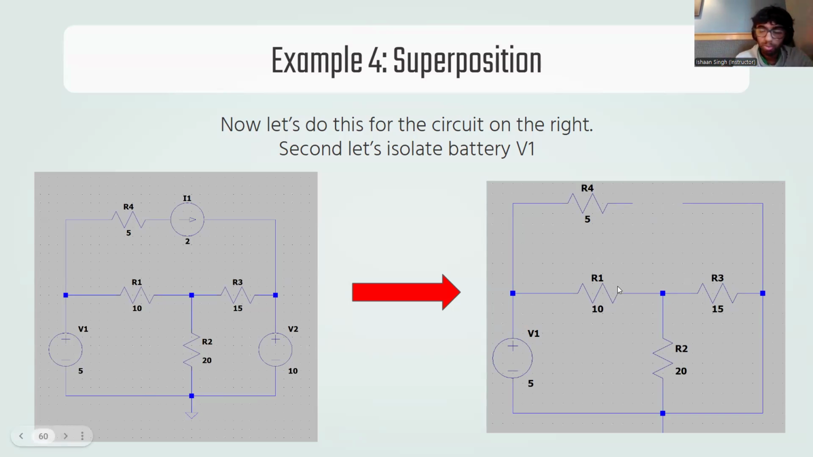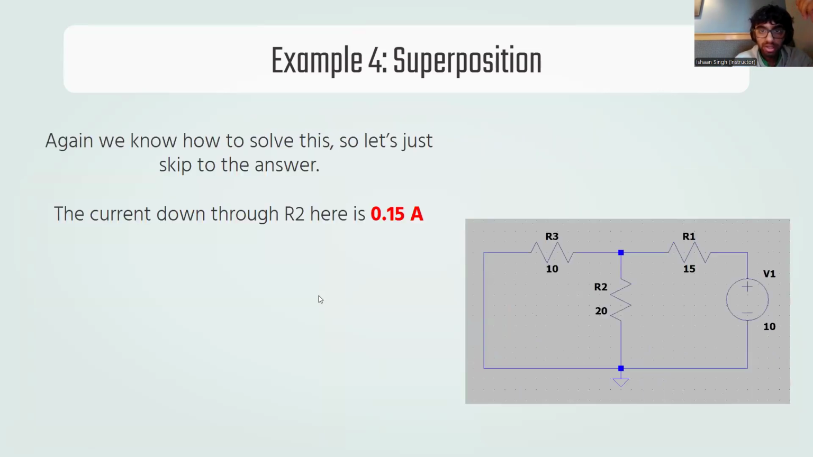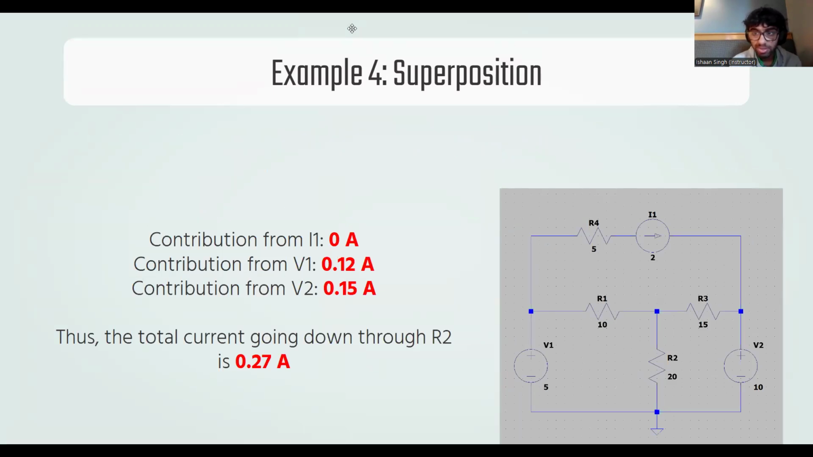We find the current, 0.12 amps. We do it one more time, but now for V2, or the rightmost battery, we have 0.15 amps. Now, all we have to do is just add up each of those currents and we're done. We have our overall contribution, 0.27 amps, okay?